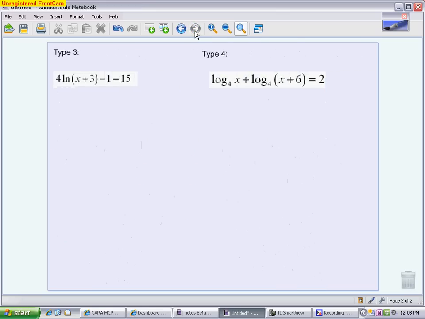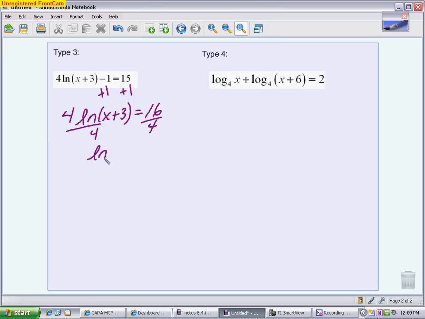The third and fourth type deal with logarithmic equations. So when you look at these, what they have kind of their common characteristics is you'll see a logarithm, whether it's a natural log or a common log or some other base log present. We're going to start with the first type, which is when you only have one natural log. When you only have one natural log, your goal is to isolate the natural log that you have. So I'm going to add 1 to both sides. So I have 4 natural log of x plus 3 equals 16, and then divide both sides by 4.